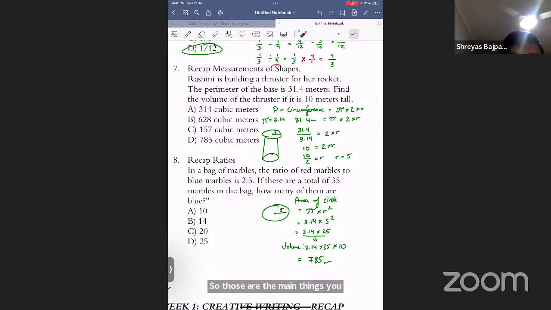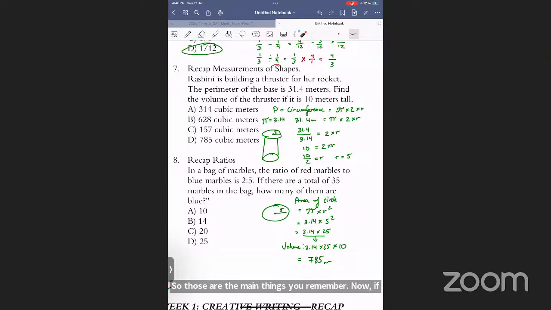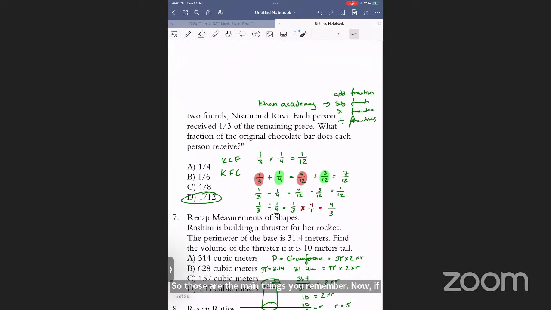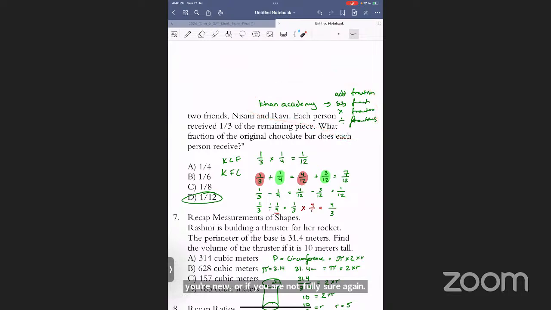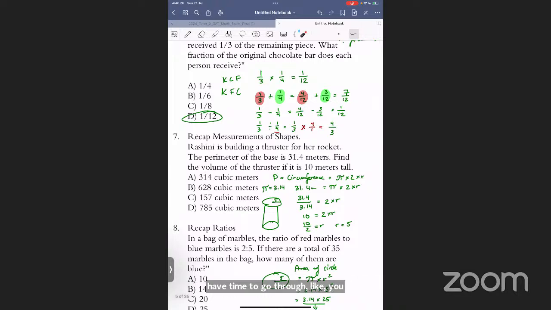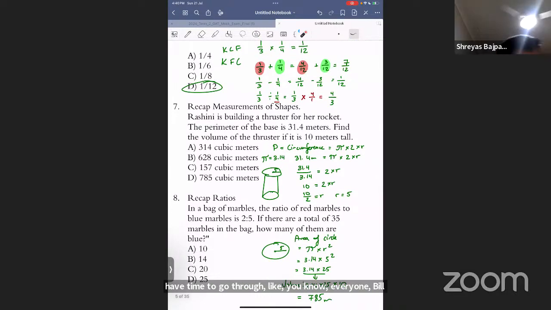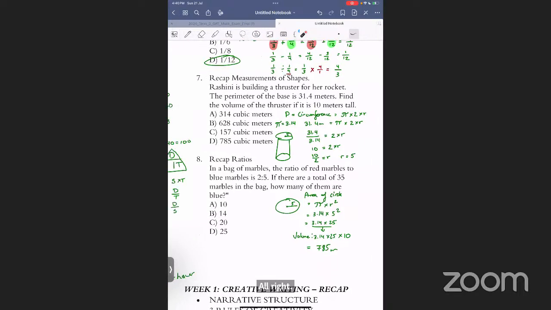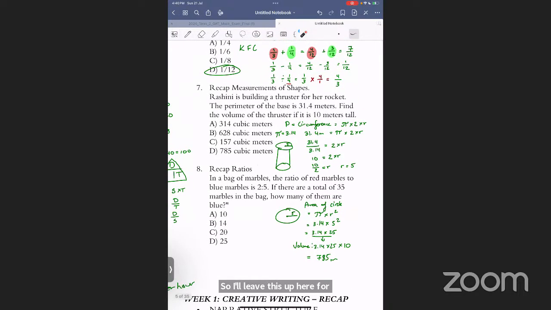Now, if you're new or if you're not fully sure, again, go back to Khan Academy and do your recap there. This is where I want you to build up your foundations. Because we have so much more to learn, we won't have time to build everyone up again individually. You will need to do that extra homework yourself. All right. So I'll leave this up here for about 3 minutes so you can take down the set of notes and then we'll do question number 8.